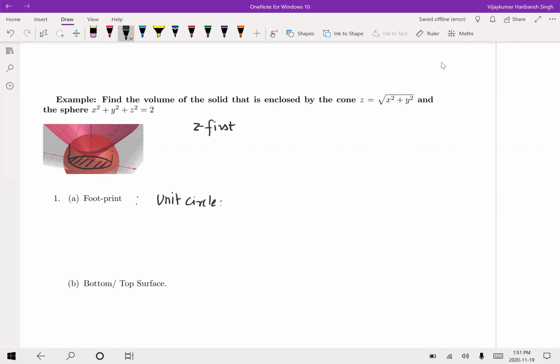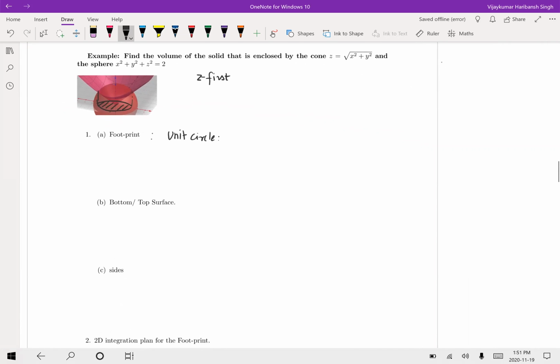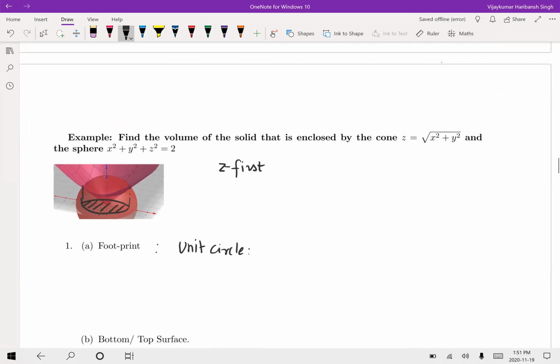Note that when you're writing down the solution, you don't have to write down the whole thing. You just have to write down these 4 steps when you're doing this problem. So now the question is, why is the footprint a unit circle? Let's work on that. Z first, so the footprint is a unit circle. Why is that? We need to find the intersection of this cone and sphere and then project it down. So let's see, what is the intersection? Take z and equate it in this equation.